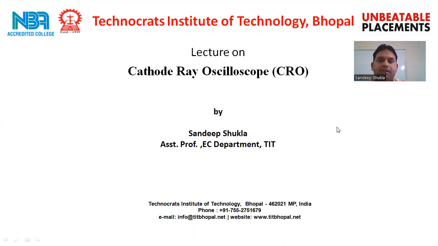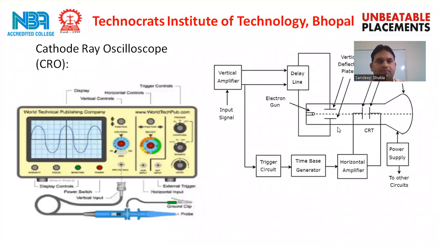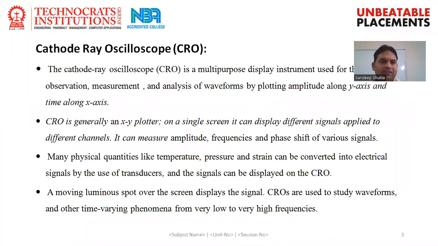In today's session, we will discuss the CRO, a topic of electronics and measurement instrumentation. This is the real picture of the CRO, cathode ray oscilloscope, and this is the schematic block diagram of the CRO. So you can see the block diagram of both, and about the CRO, you can see details in this slide.